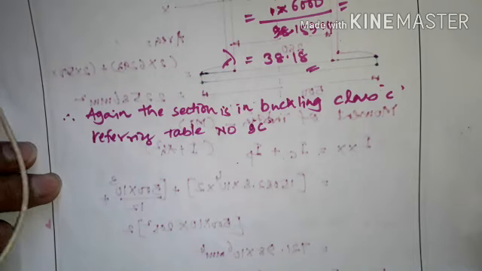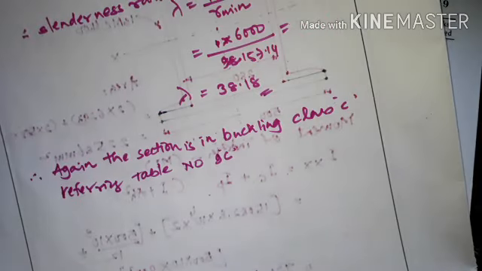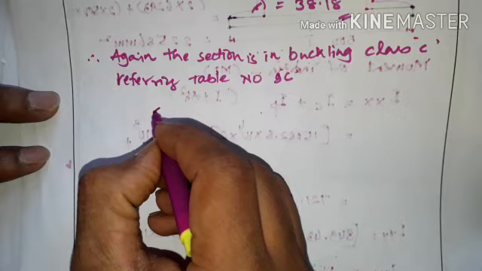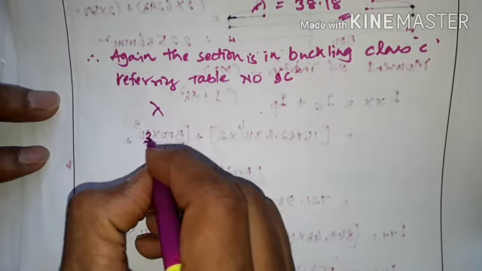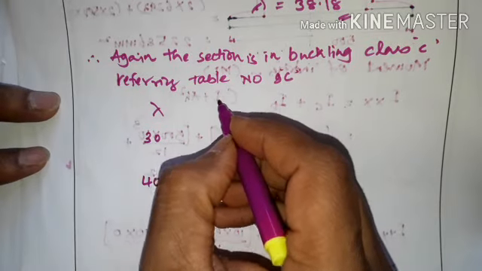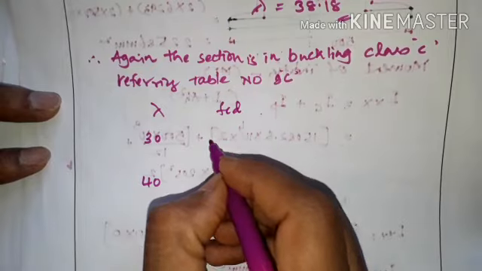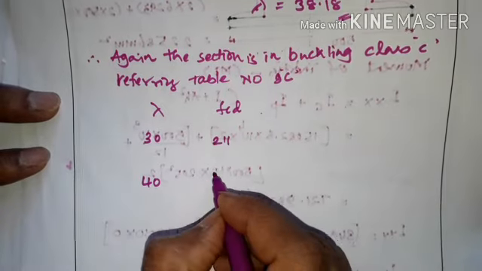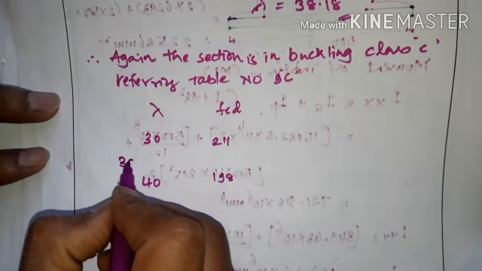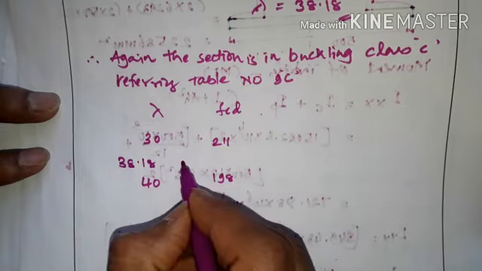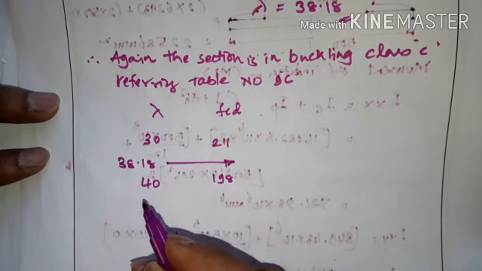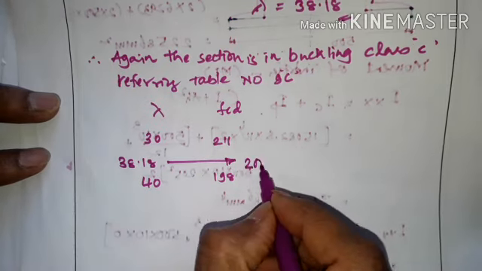For that, I'll just note down the values. If you go back and check table number 9C, you have to note down the values for lambda. So you have to interpolate again here for lambda 30 and 40, and here we have the FCD values, that is 211 and 198. Okay, understood. So we have to get 38.18. After interpolation between these two, for 38.18 we will get FCD as 200.366.